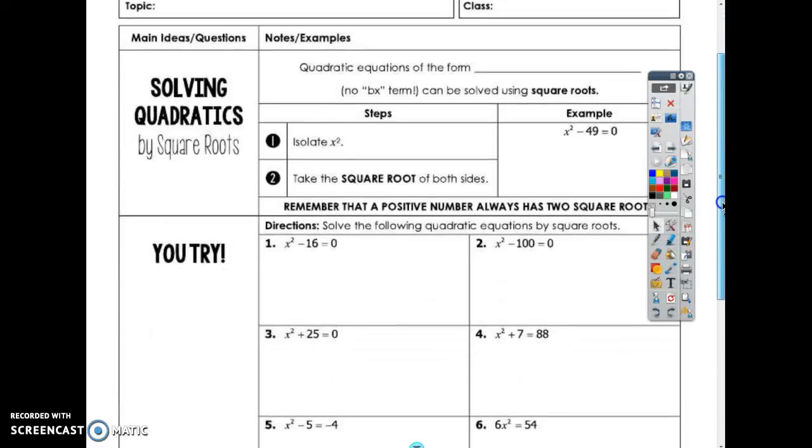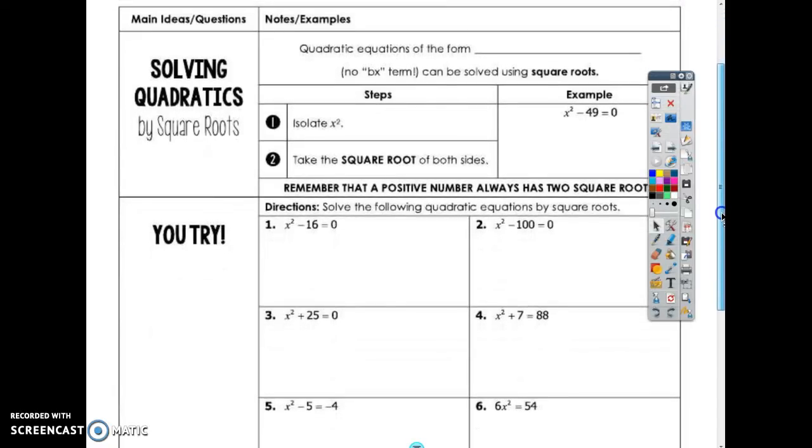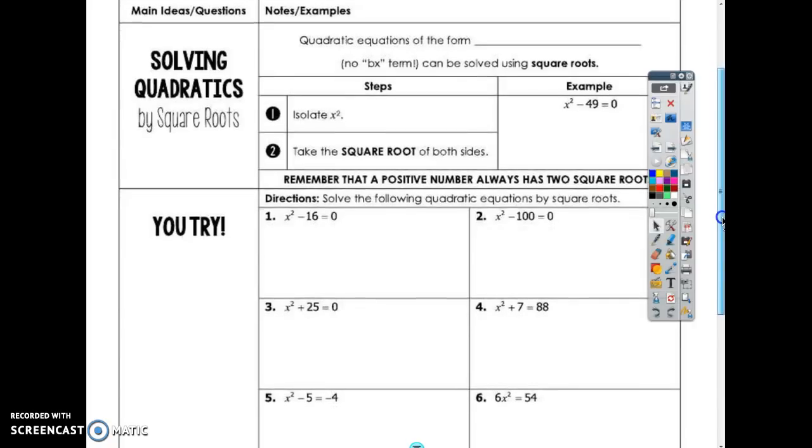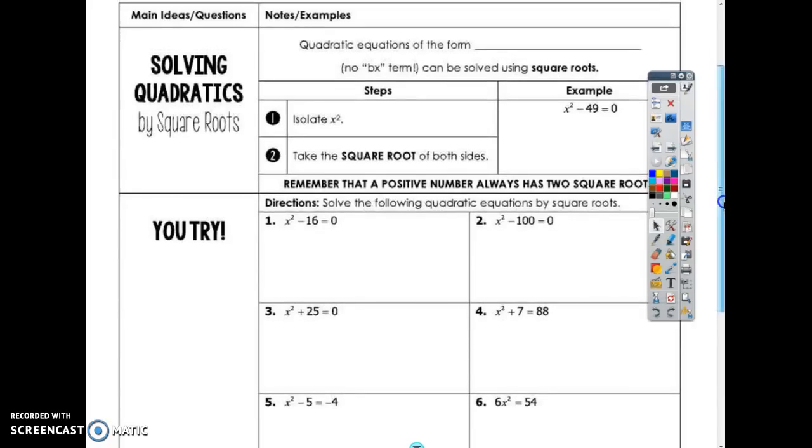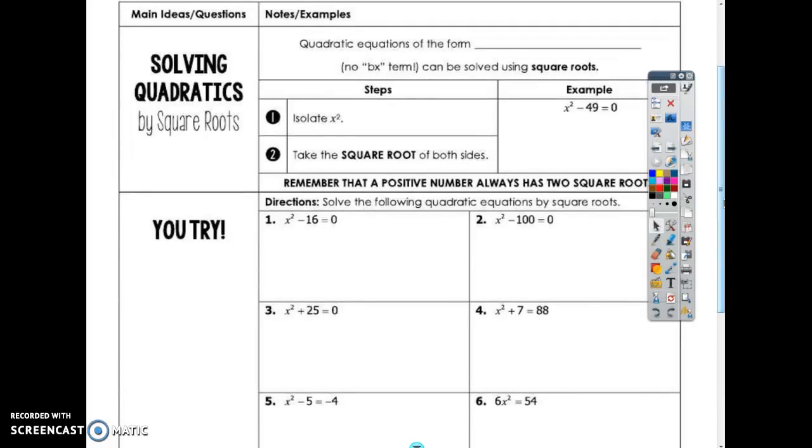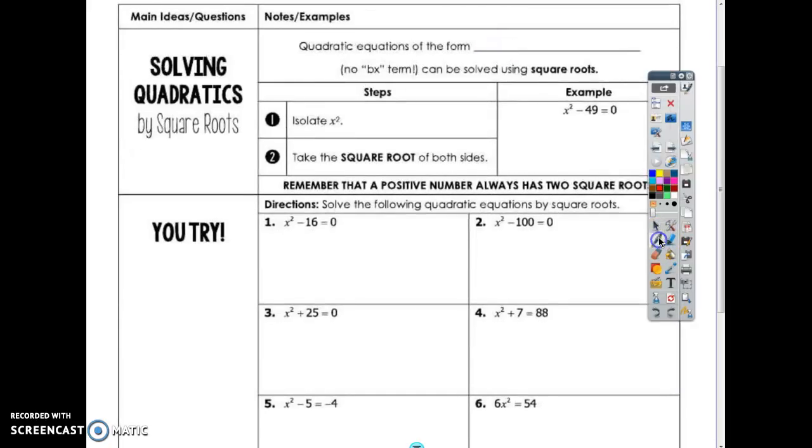Okay, we're still solving quadratics, and I'm going to show you by hand and on the calculator how to do it. But for these type of problems, in order to solve square roots, you have to have it in the form of, write this down, ax squared plus c, where there is no bx. So for instance, like this problem.